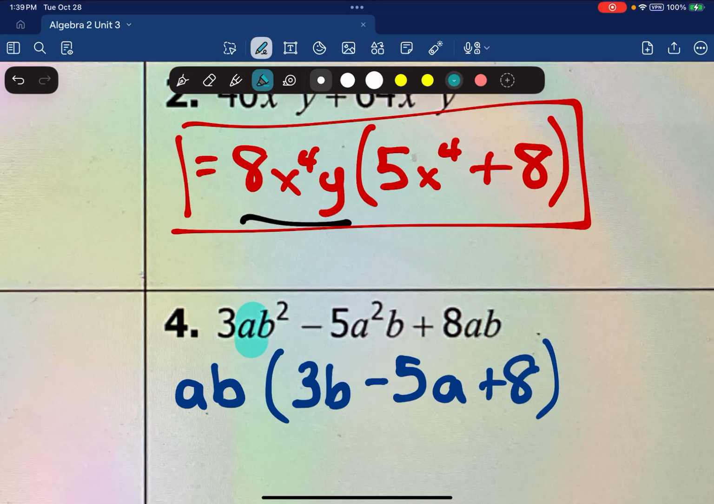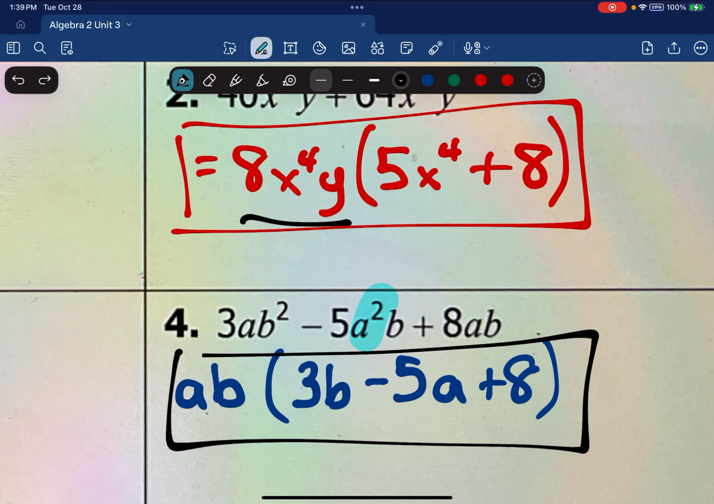What was happening? A divided by a would be 1. B squared divided by b would be b. A squared divided by a would be a. B divided by b would be 1. So I only have an a left over. And finally, ab divided by ab is 1. So that leaves just 8 on the inside. So here is my factored form.